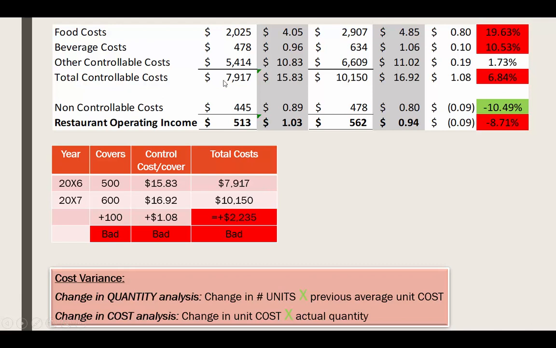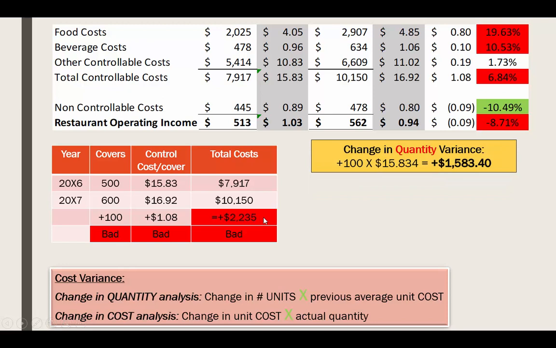And then our total costs are $7,917 and $10,150. So overall, our costs have gone up by $2,235 here. I'm a bit concerned. Actually, it's $2,233, sorry. Okay, so that's bad. That's bad. I'm not happy.